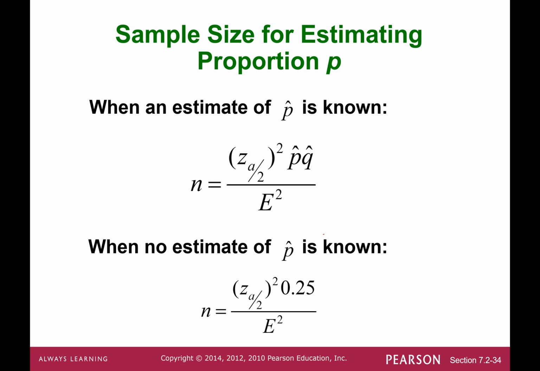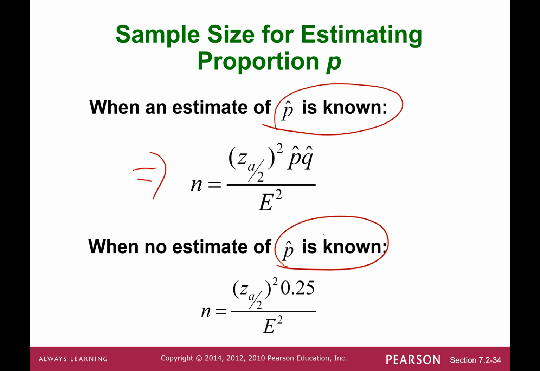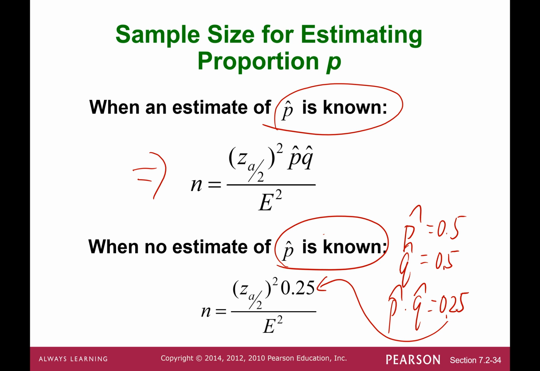Sample size equals critical z-score squared times p hat times q hat over E squared, when p hat is known, meaning when p hat is given or you can calculate p hat, and use this formula. If p hat is unknown, we use this formula: critical z-score squared times 0.25. If p hat is unknown, then p hat equals 0.5 and q hat equals 0.5. That's why p hat times q hat becomes 0.25. That's why we are using 0.25 here.